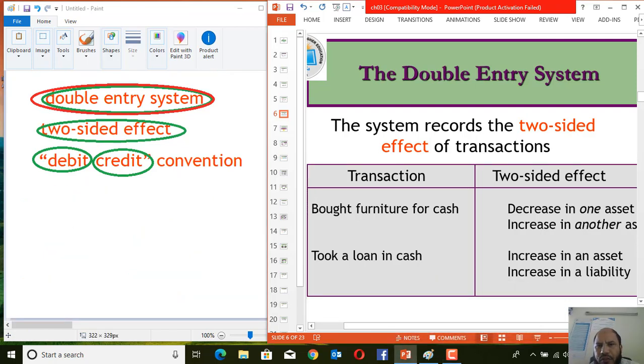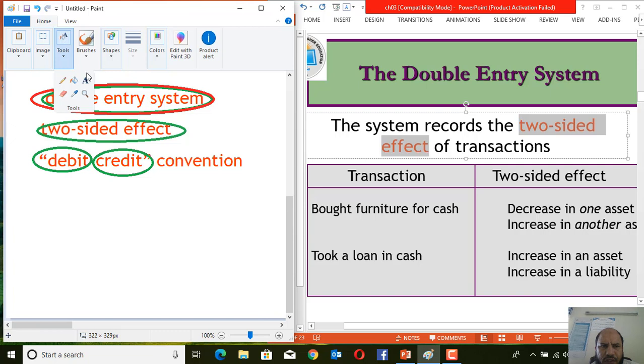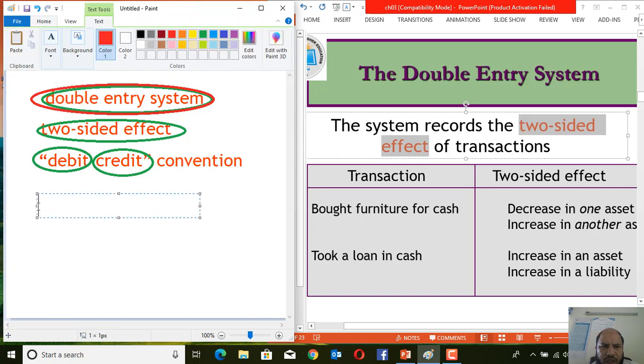Okay, dear students, now we will explain the double entry system here in this slide. What is the double entry system? We have already explored that. The double entry system is the system where we record the two-side effect of the transaction. So in simple terms, in the double entry system the two-side effect of the transaction will be recorded.